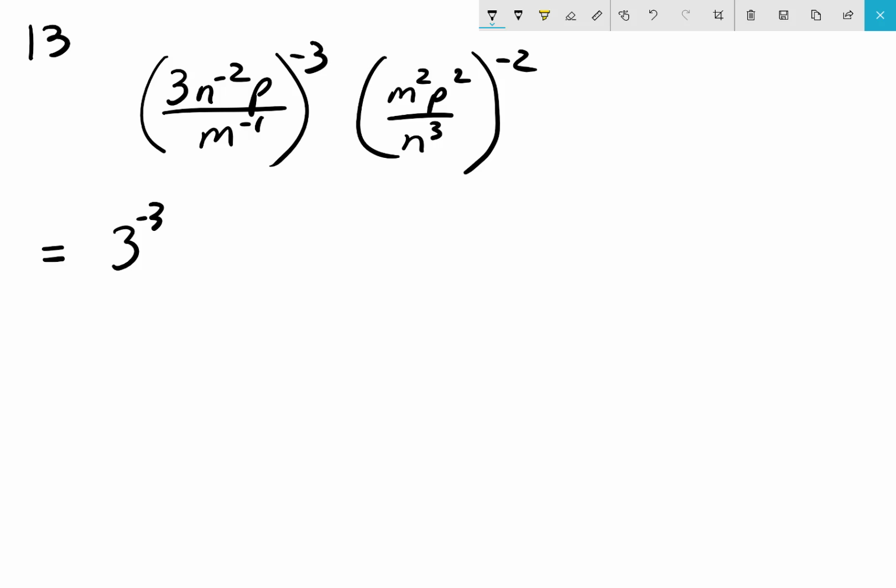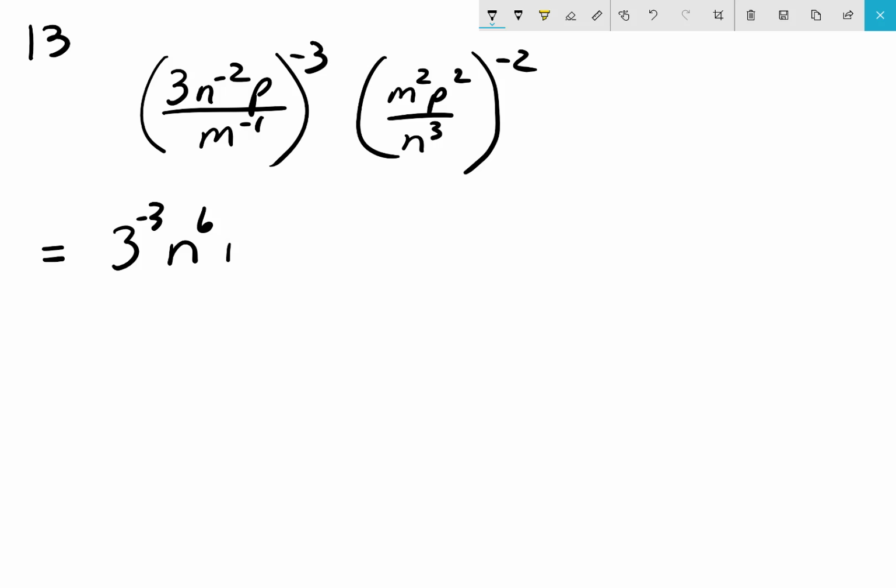Move on to n. n is raised to the negative 2 power. n to the negative 2 raised to the negative 3 is n to the negative 2 times negative 3. When you raise a power to another power, you multiply the exponents. Negative 2 times negative 3 is 6.